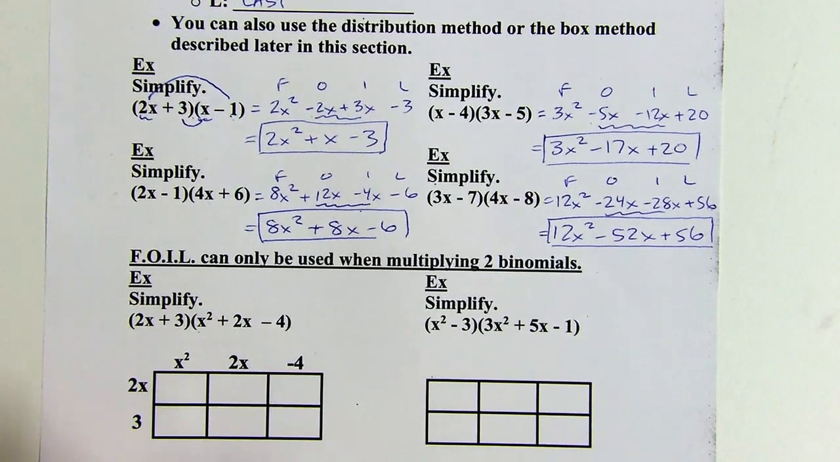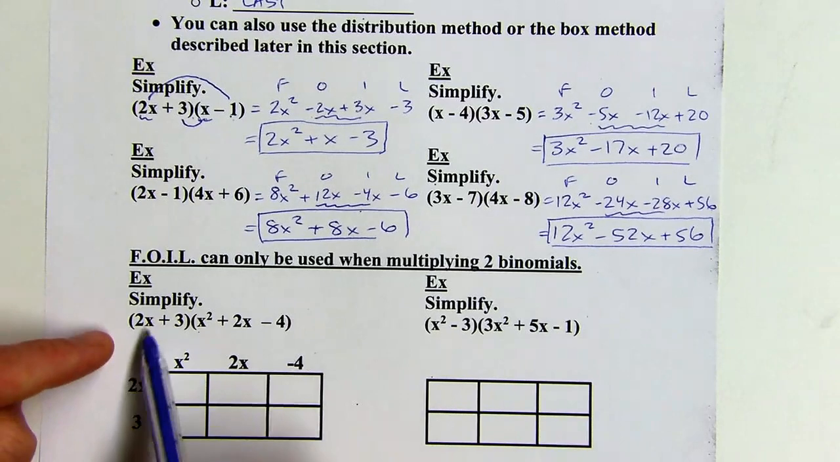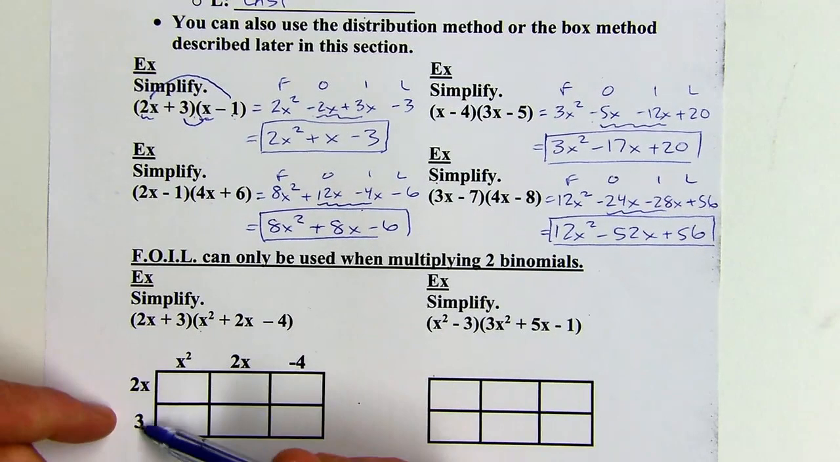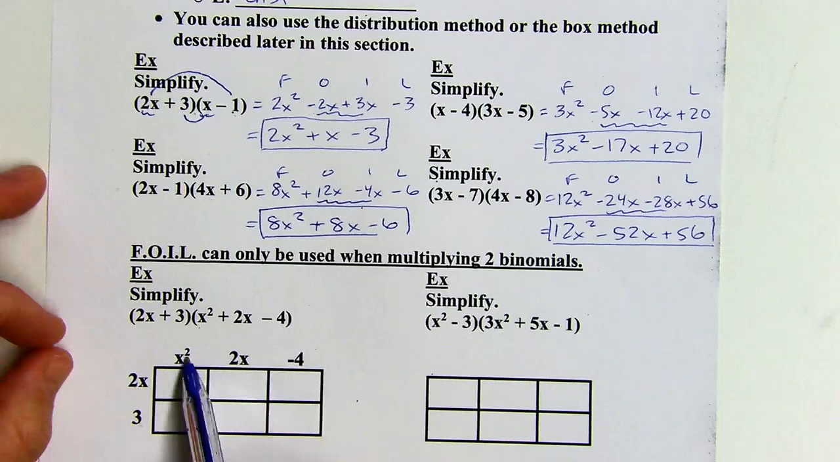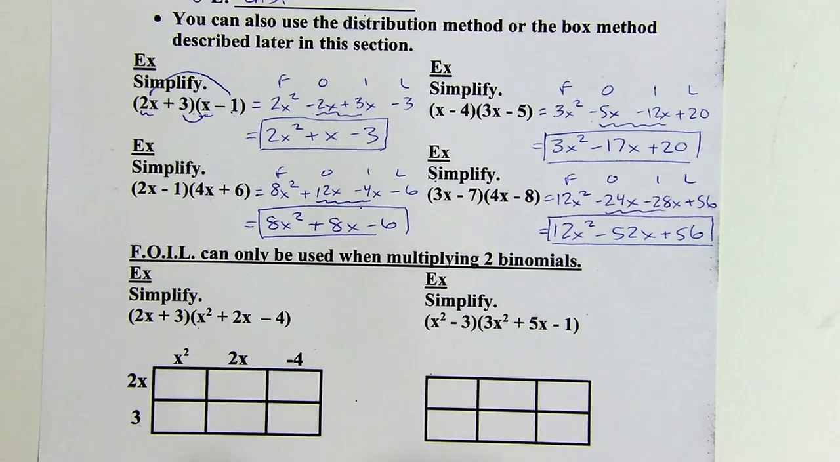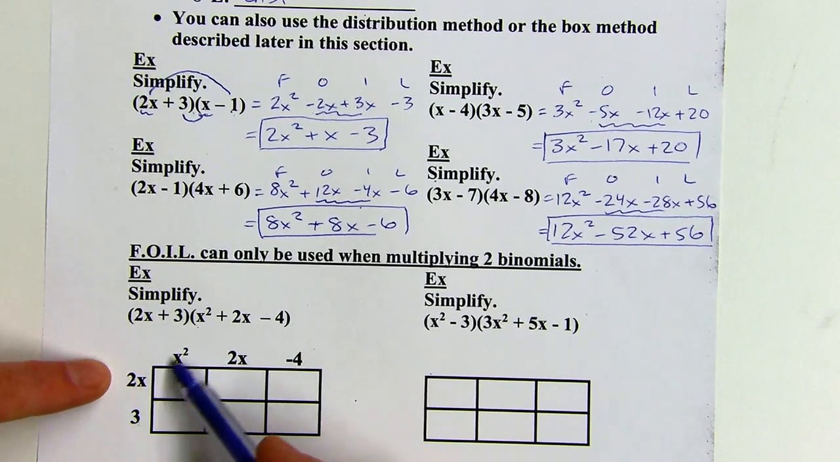That's totally fine. I like to use what I call the box method. So I'm taking this binomial and putting it on the left side here. Those are the two terms from the binomial. And then on the top, I have the 3 terms from the trinomial. And then I'm just going to think about this like a multiplication chart.